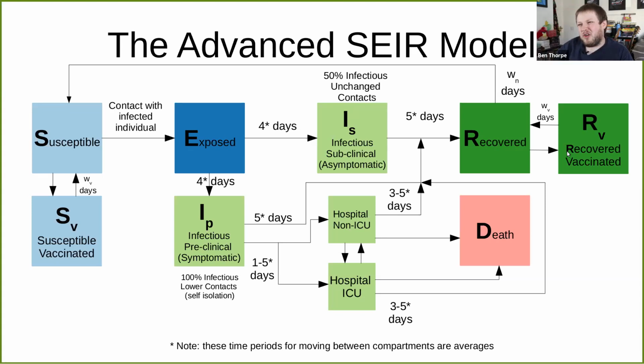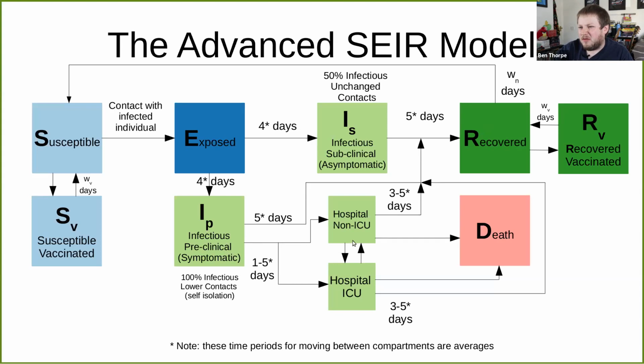Symptomatic cases are a bit more complicated. They involve what's called preclinical, which basically means that they're not hospitalized, but they have symptoms. We assume that they will be self-isolating, so they've got lower contacts, but they are still infectious, or very infectious. So they can go one of 2 ways. They can either go an average of 5 days and then back out of the loop, or they can spend 1 to 5 days in this section and then go to the hospital.